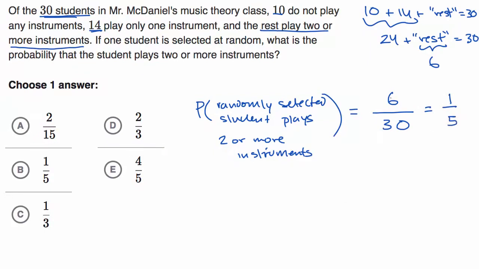So anything you do to the numerator of a fraction, as long as you do it to the denominator as well, it doesn't change the value of the fraction. So we just divided the numerator and the denominator by 6 to get to 1/5, and we do see that choice right over there.